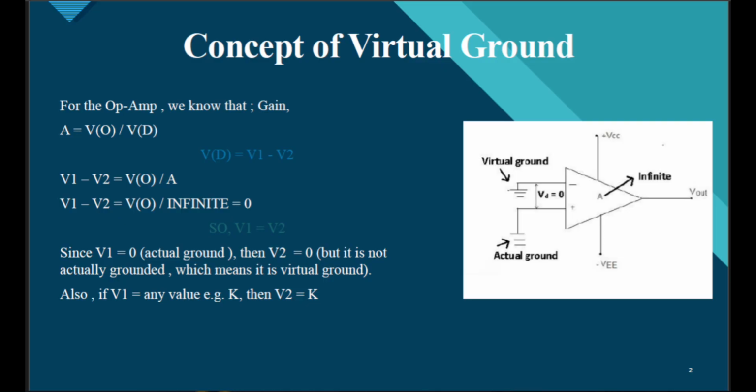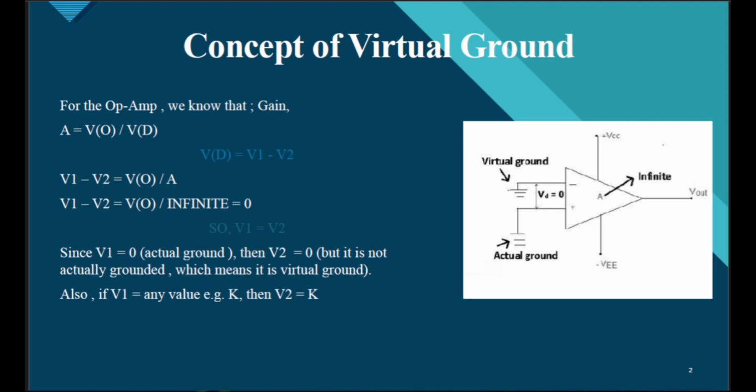Concept of virtual ground. For the op-amp, we know that gain A is equal to V0 by Vd, and we also know that Vd is equal to V1 minus V2. So we can also write V1 minus V2 is equal to V0 by A, right? And let us assume when gain is infinite, then V1 minus V2 is equal to V0 upon infinite, and 1 upon infinite is 0. So V1 minus V2 is equal to 0. So we can also say that V1 is equal to V2.